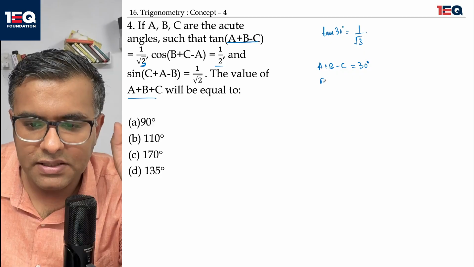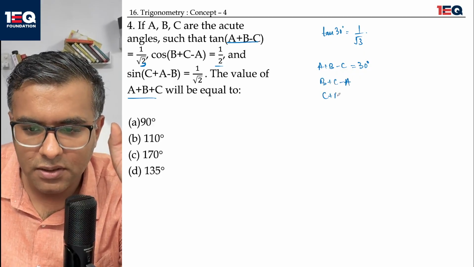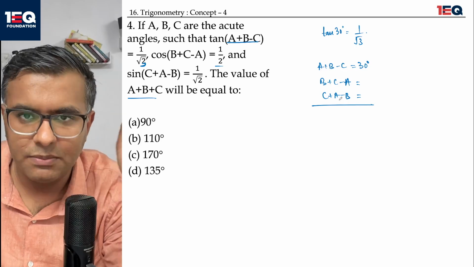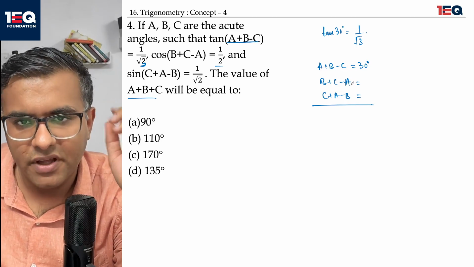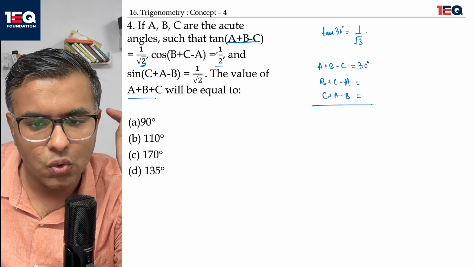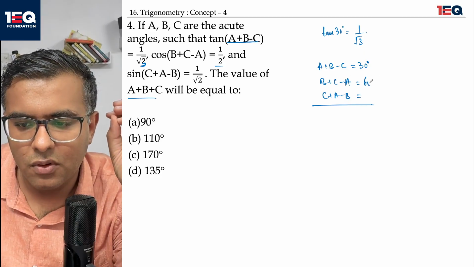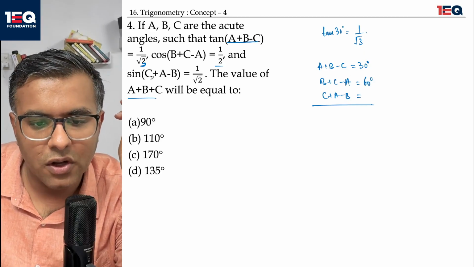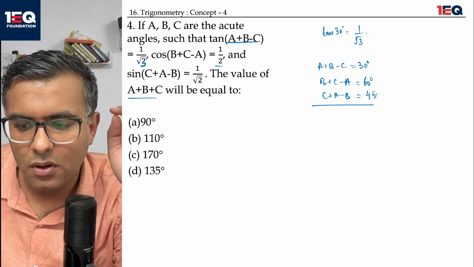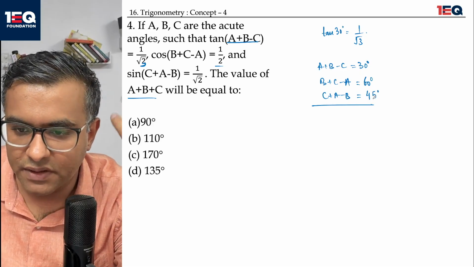Similarly, I can say that b plus c minus a and c plus a minus b all have something which is going to be very useful to us, and that is the value of cos being equal to 1 over 2. That means we are talking about cos 60 degrees. Talking about this equation, sine has 1 upon root 2. That means we are talking about 45 degrees. So 30 degrees, 60 degrees and 45 degrees.